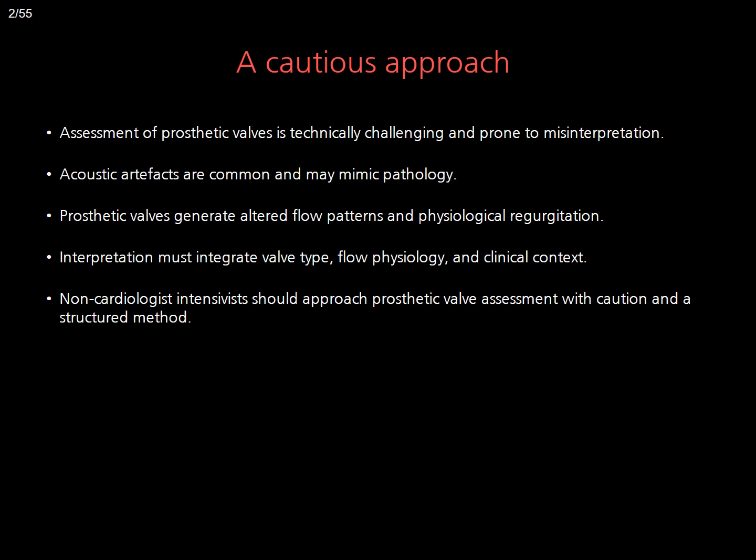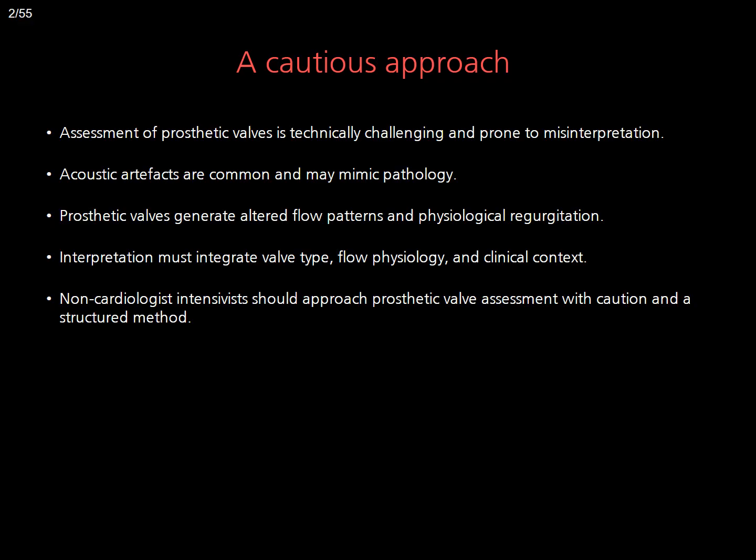Echocardiographic assessment of prosthetic heart valves is one of the most challenging areas of cardiac imaging. Prostheses have intrinsic acoustic properties that generate artifacts such as reverberations and acoustic shadowing, which can easily be mistaken for pathology. In addition, all prosthetic valves behave as a fixed obstruction to flow, producing normal pressure gradients and a degree of physiological regurgitation. These features mean that abnormal appearances on echo are not always synonymous with valve dysfunction.